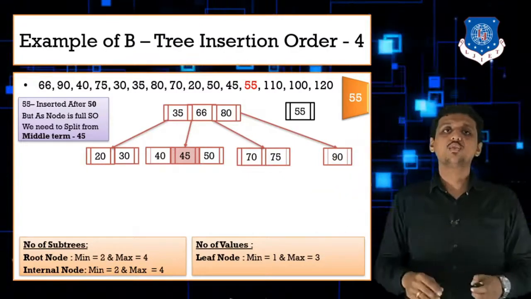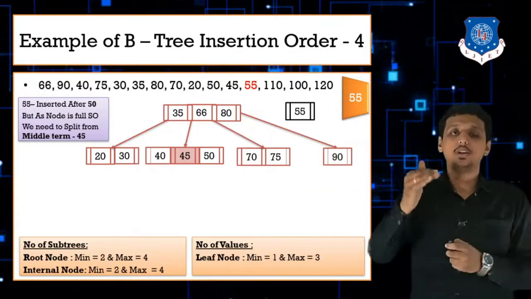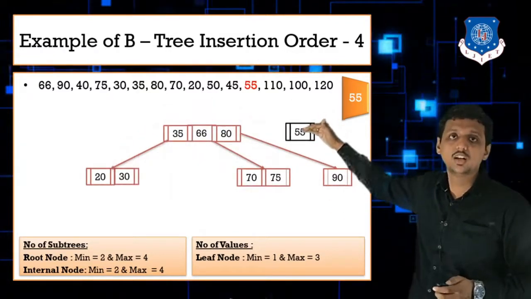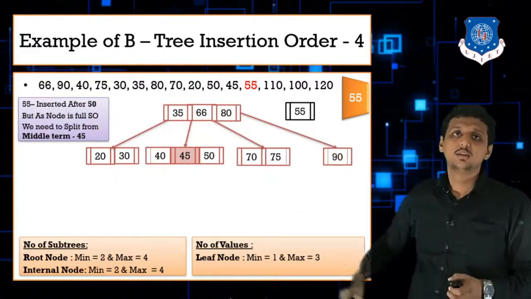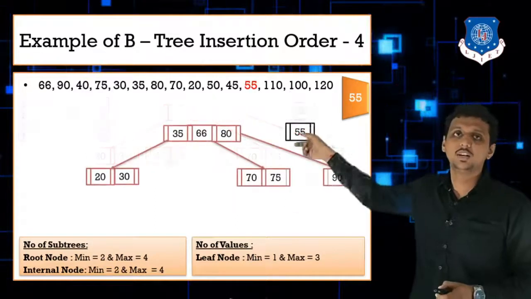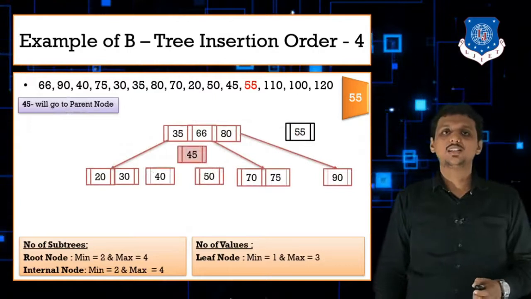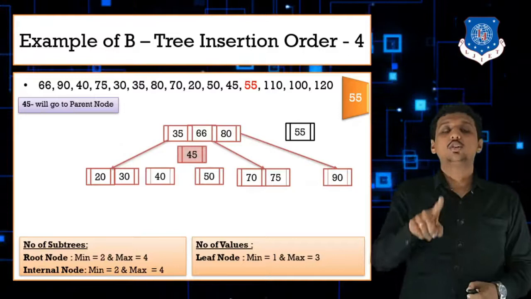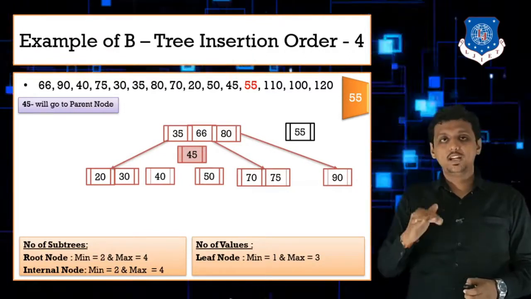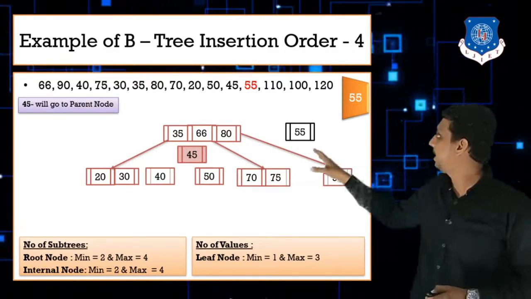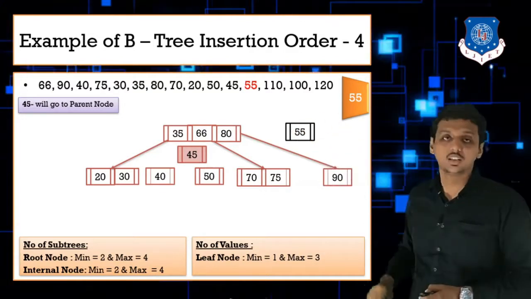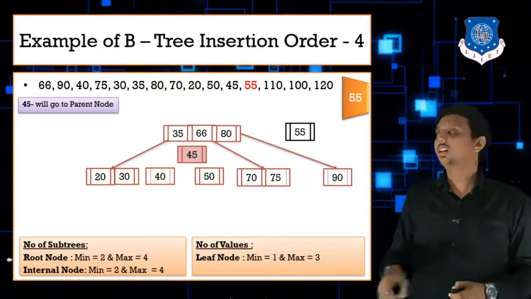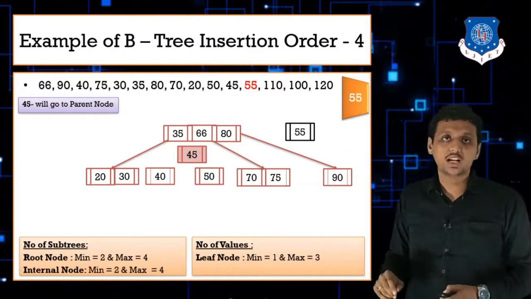Now 45 will go one level up, to the parent node. But tell me, is there any space still remaining at the parent node? No, because the parent node is already full. The parent node is already full because it contains 35, 66 and 80. So 45 cannot be inserted there until you make space at that position.